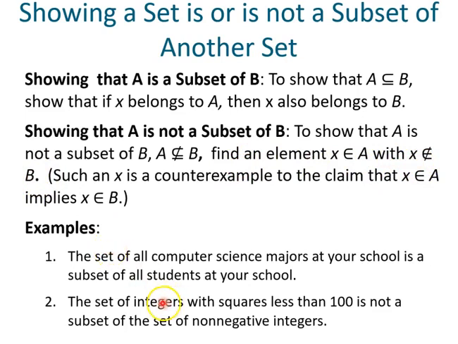For example, if A is the set of all integers with squares less than 100, and B is the set of all non-negative integers, then A is not a subset of B. Why? Because we can find a number in A, say -1. -1 squared is 1, less than 100, so -1 is in A, but -1 is not a non-negative integer, so it is not in B.